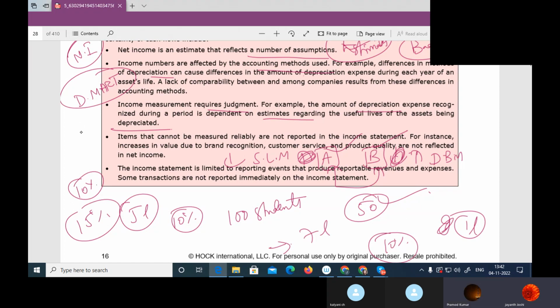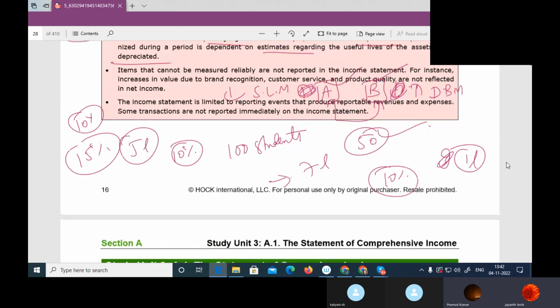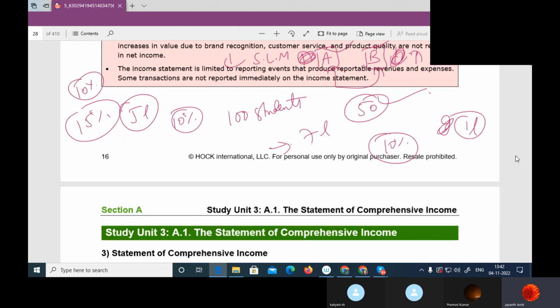There are items which you cannot show in the income statement, but still are important for you, correct? That is brand recognition, product quality. Because of good quality, you are getting high revenues, but you can't show that. The income statement is limited to reporting events that produce reportable revenues and expenses. Something which cannot be shown in the income statement, but may still be relevant or important for you, doesn't find a place in the income statement.